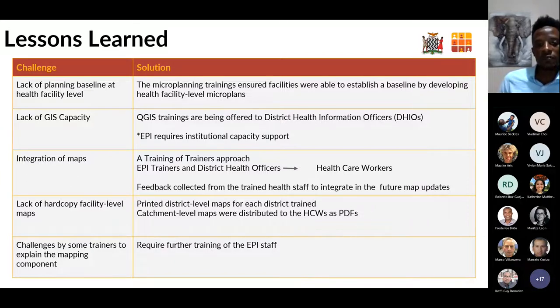And then we printed maps for all the district levels, but we had a challenge with health facility level maps, where we distributed them as PDFs, but for all the districts, we printed them in A0. And then there's also continued need for training of the EPI staff as time passes. Next slide, please.